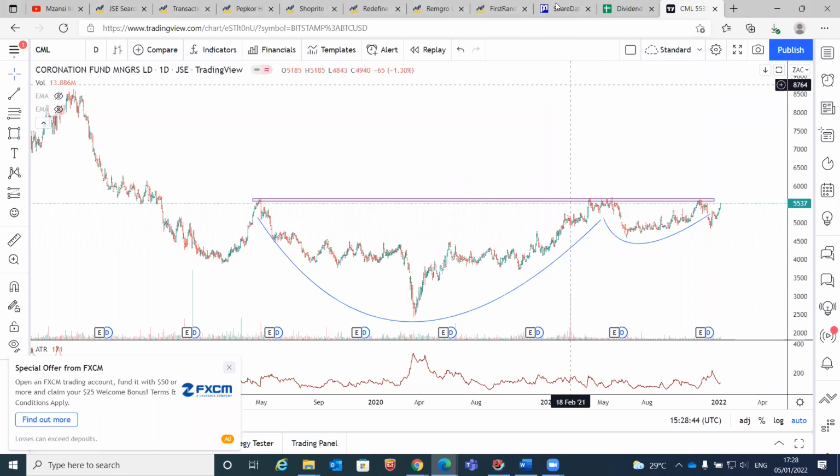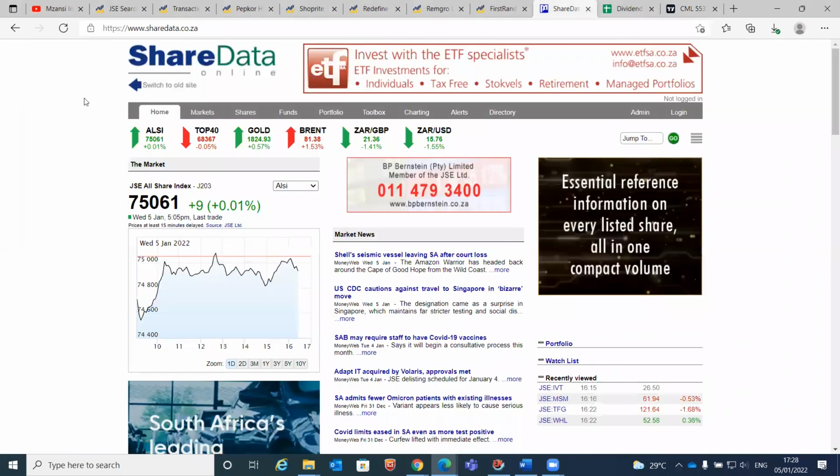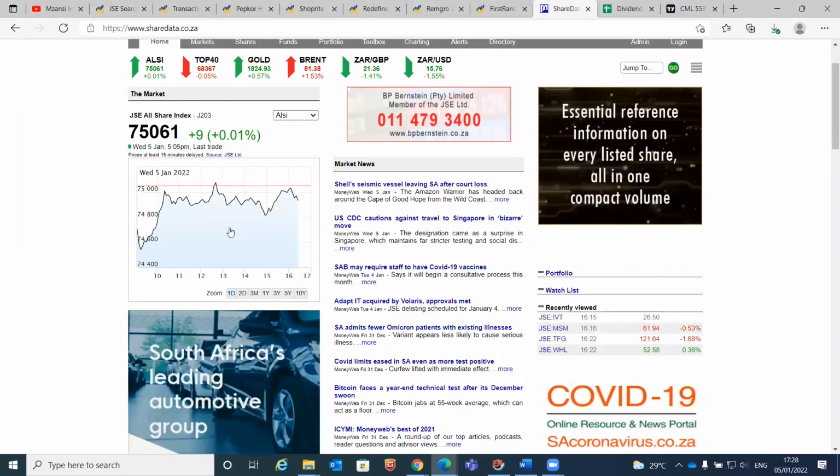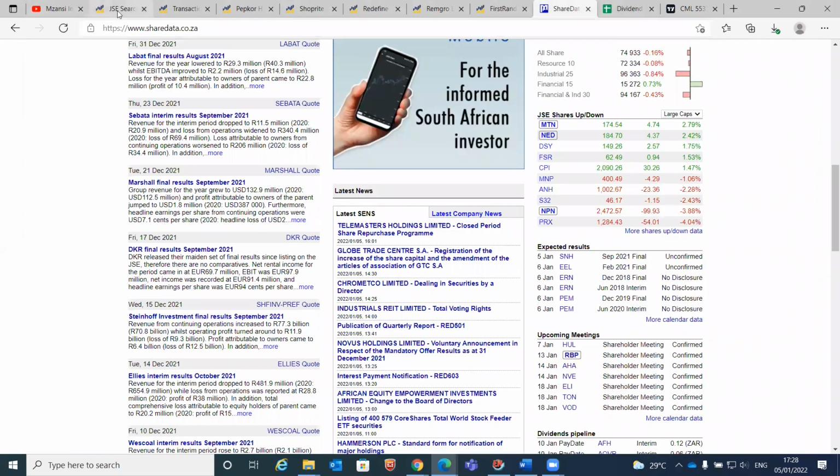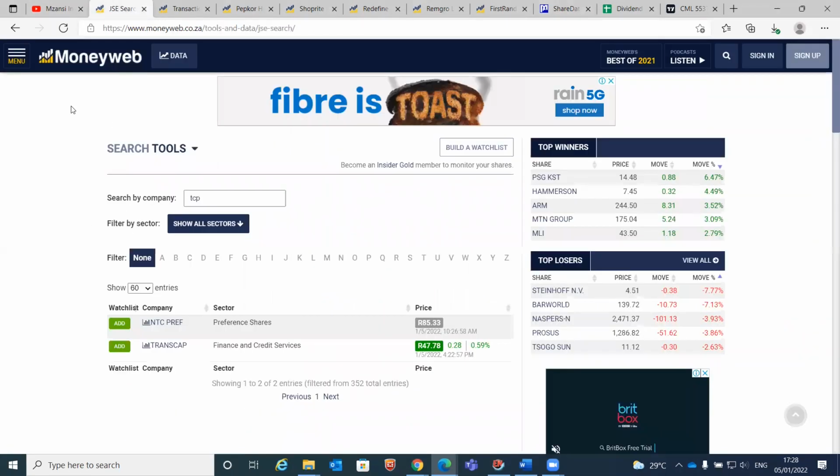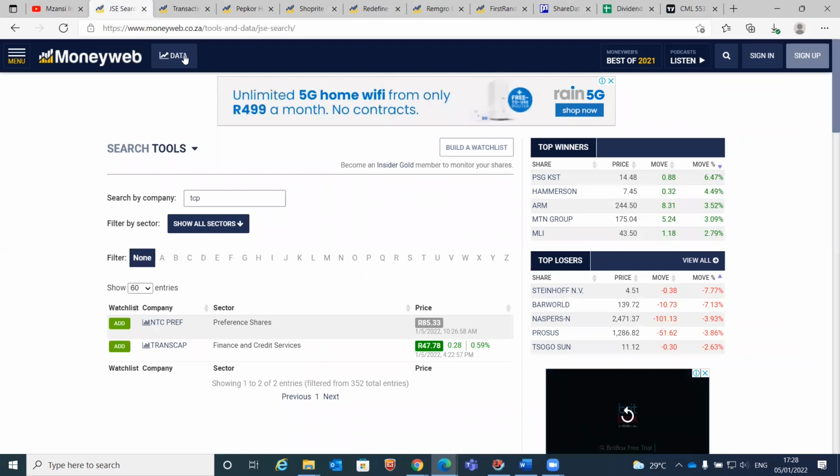And also I shared some of the websites that I use to find information. I said I use Sharedata to find new services, and also I use Moneyweb to find different information about each company.